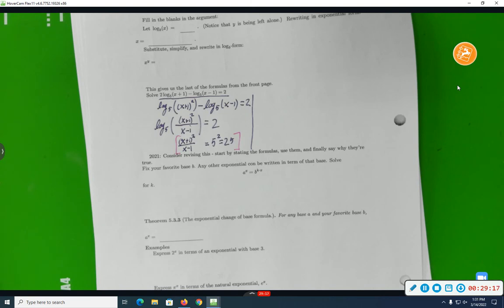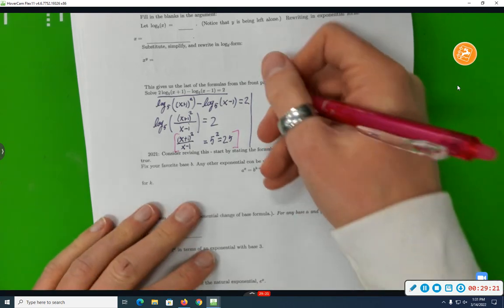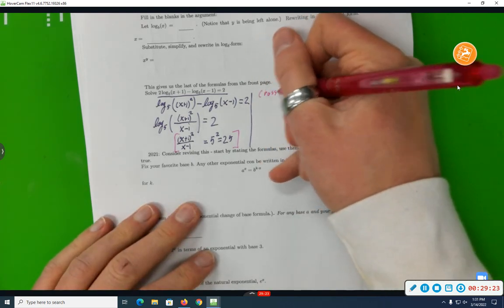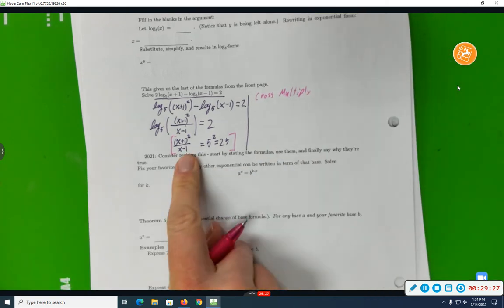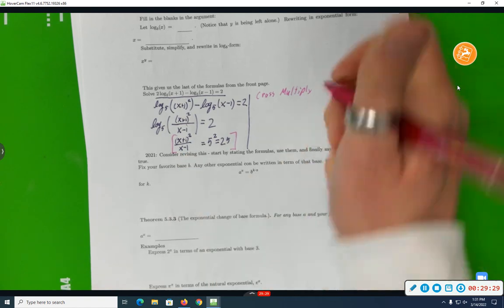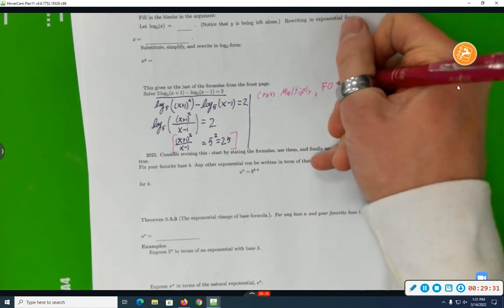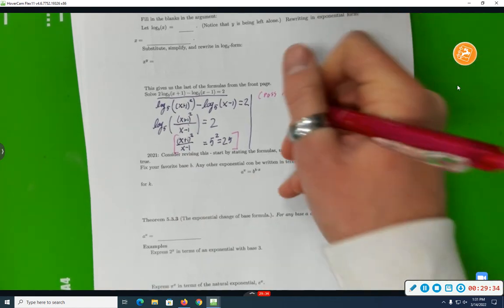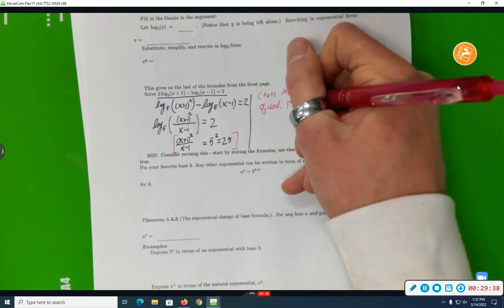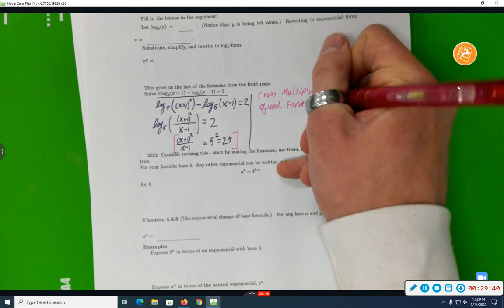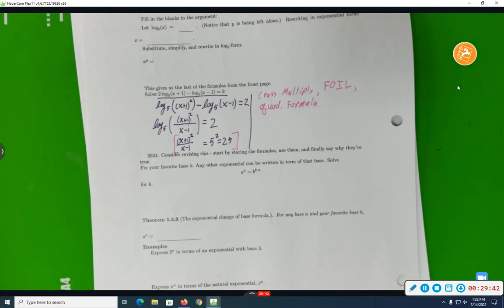Cool, I will. So what would you do? I guess you would cross multiply. All right, that would get rid of the division. Maybe you would also FOIL. And then I think you just set yourself up to use the quadratic formula. Cool.